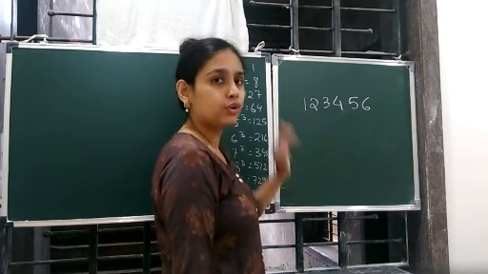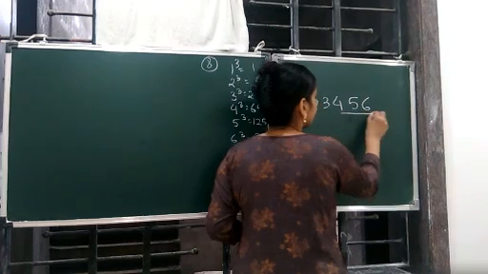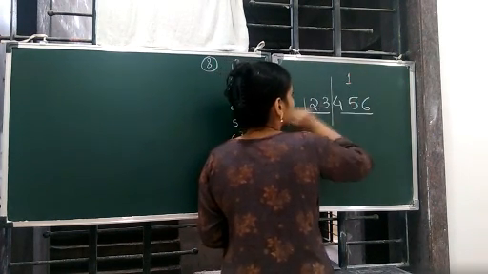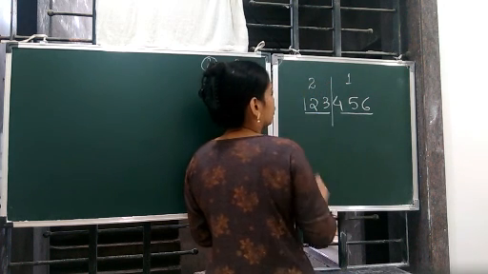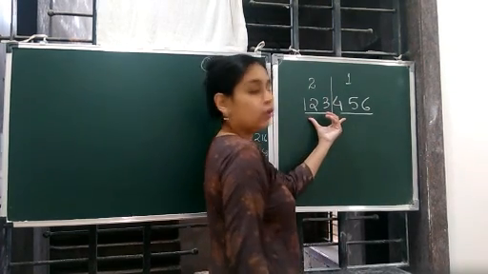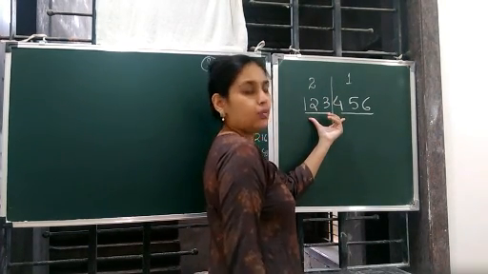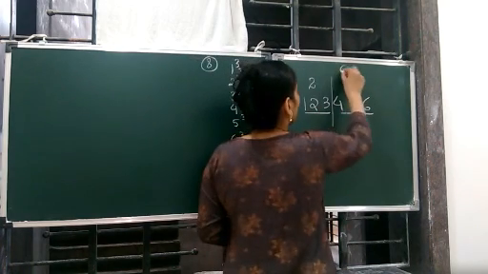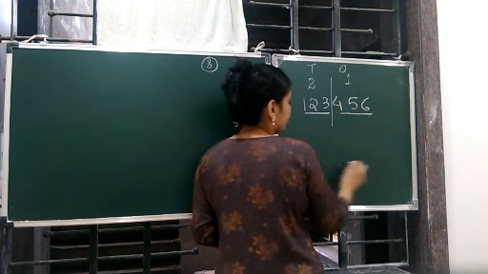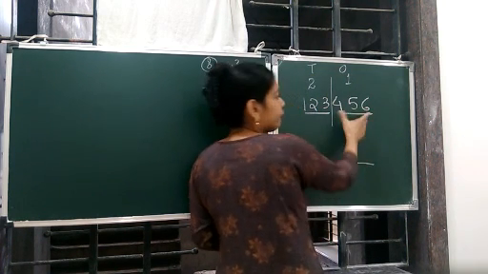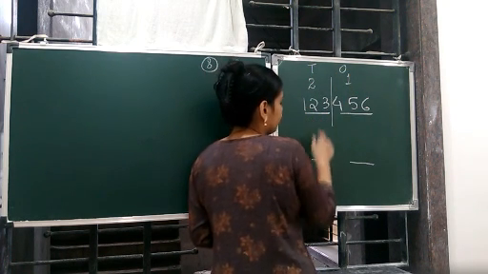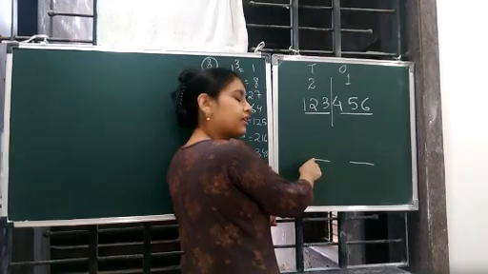So first and foremost, you group the number. This becomes the first group and this becomes the second group. Now, the cube root of this particular number will have two digits, one in ones place, another in tens place. So the first group decides the number in ones place and the second group decides the number in tens place.